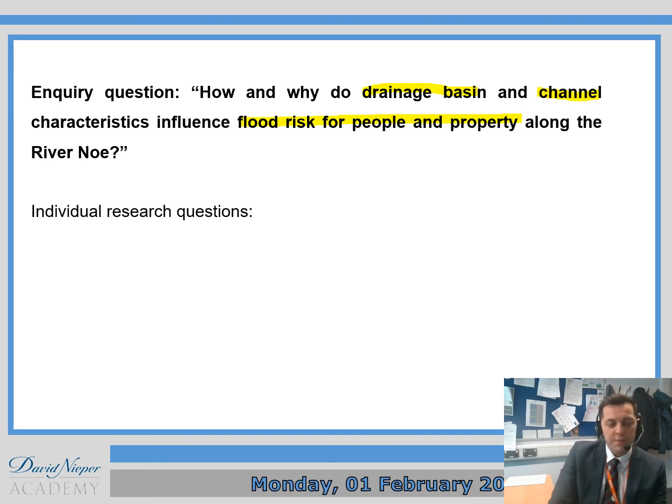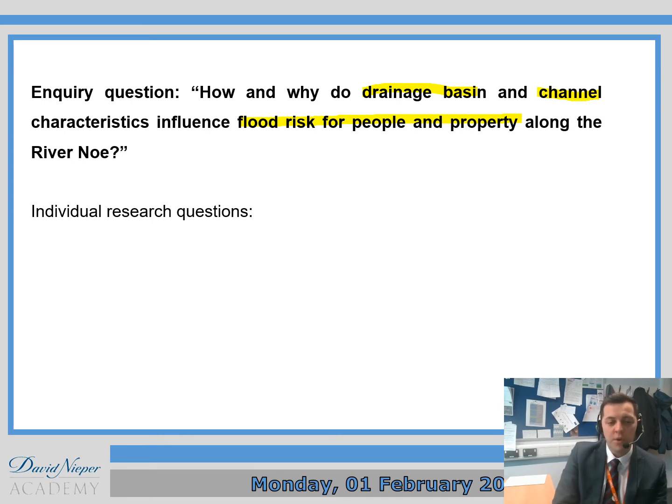Now, you might think, well, why are we bothering doing that? Well, it comes back down to this idea of research, doesn't it? Yes, we probably already have an idea about what happens to flood risk as we move along the long profile. We probably already have an idea of how drainage basin and channel characteristics might influence that flood risk if we pause and think about it.